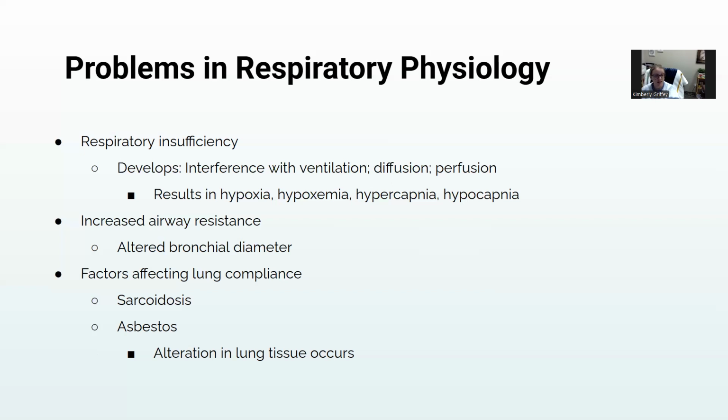And then you can have things that affect how your lungs comply with gas exchange. So there's something called sarcoidosis or asbestos. Sarcoidosis is just a lung disorder that affects how we breathe and circulate blood. And then asbestos causes an alteration in the lung tissue. So if you see those commercials that talk about asbestos exposure and how it can cause problems, these are all just issues that can occur within the lungs.